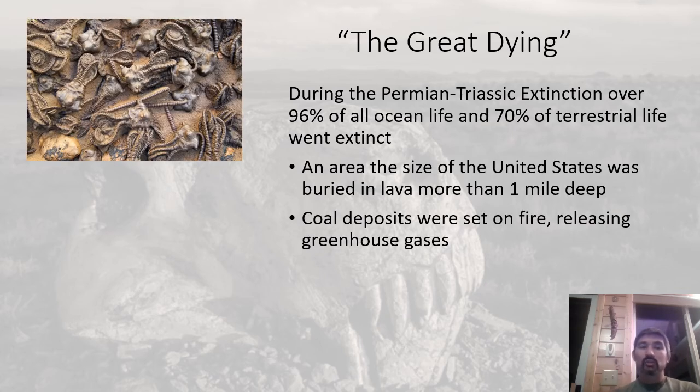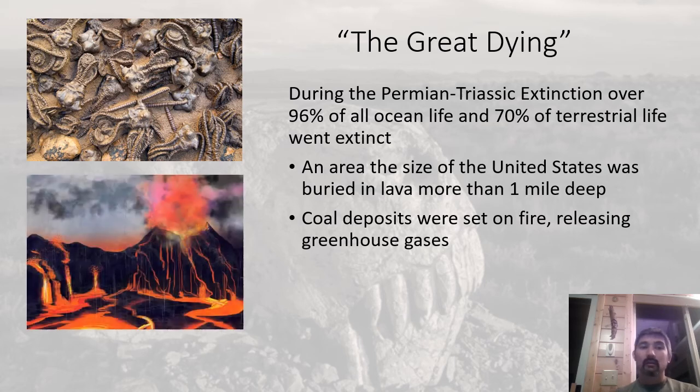So this is a picture of some of the critters that were swimming around in the oceans before the Great Dying. And this is an artist's depiction of the Siberian Traps, this continuous lava flow that went on for 1 million years and buried an area the size of the United States, a mile deep in lava.